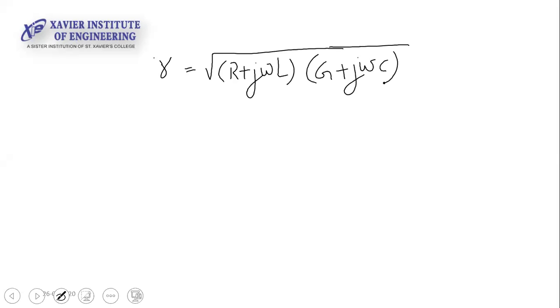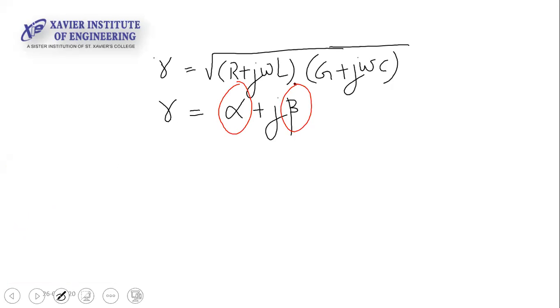Omega is the angular frequency of the signal that you applied to the transmission line. Gamma is also written as alpha plus j beta, where alpha is the attenuation constant and beta is the phase constant. Today, we will try to understand the physical significance of alpha and of beta and what is their effect on the signal propagation in a transmission line.